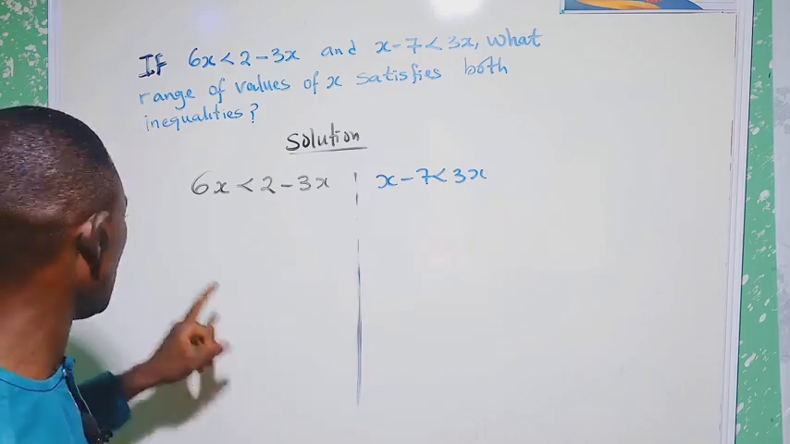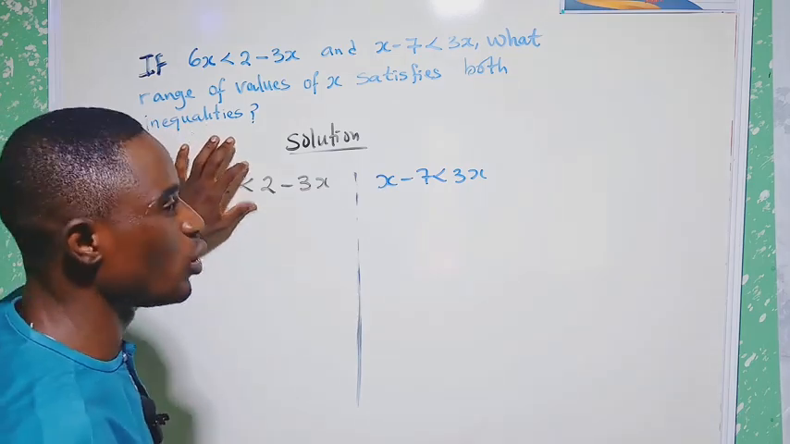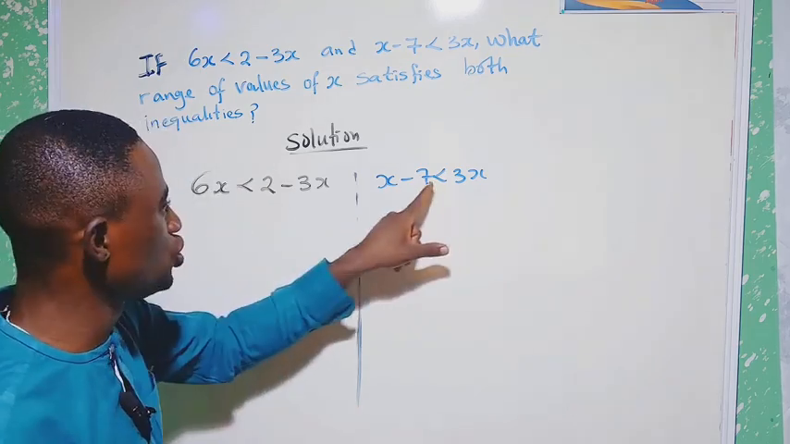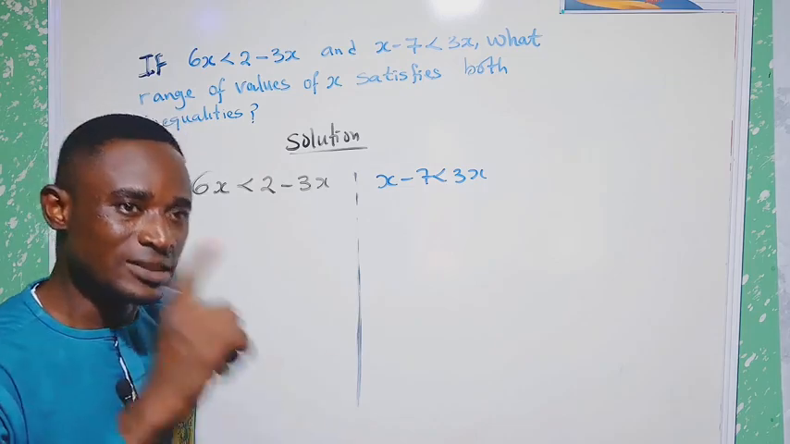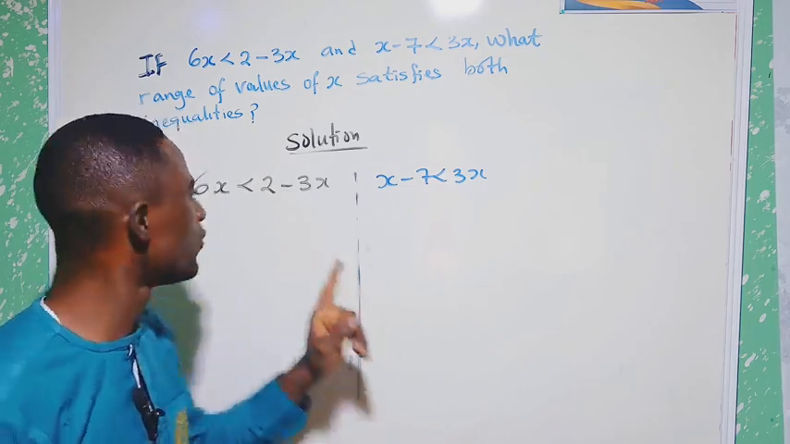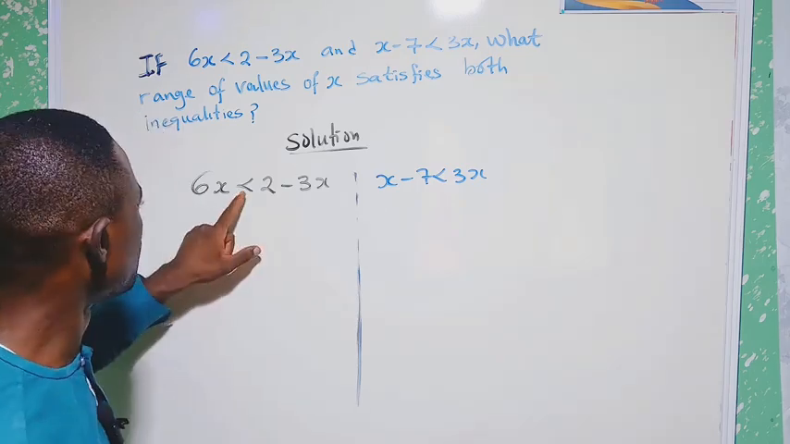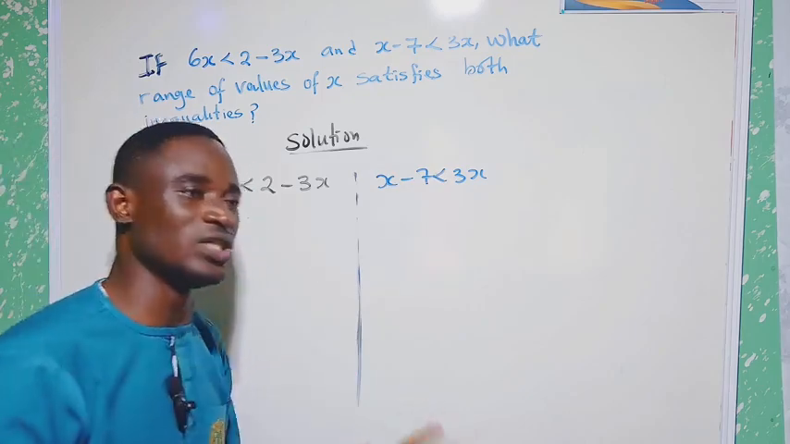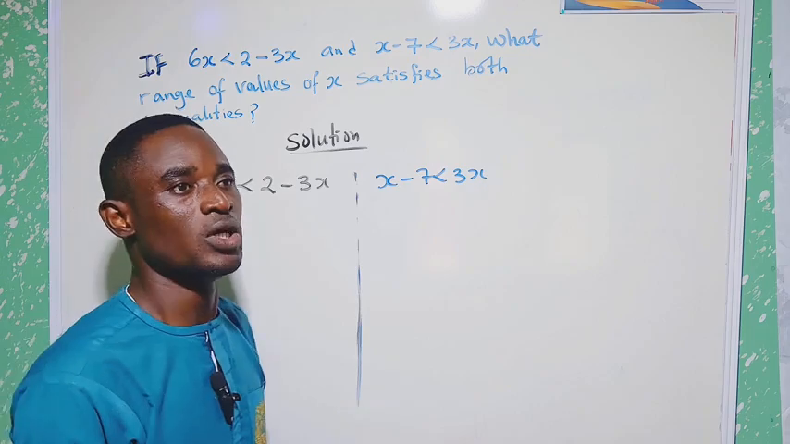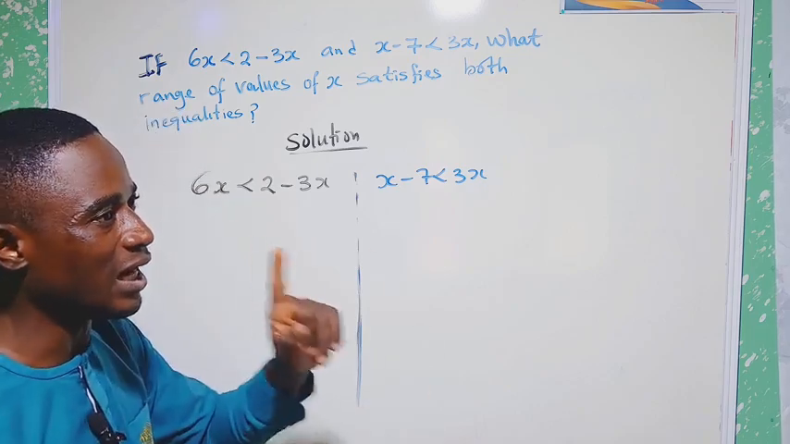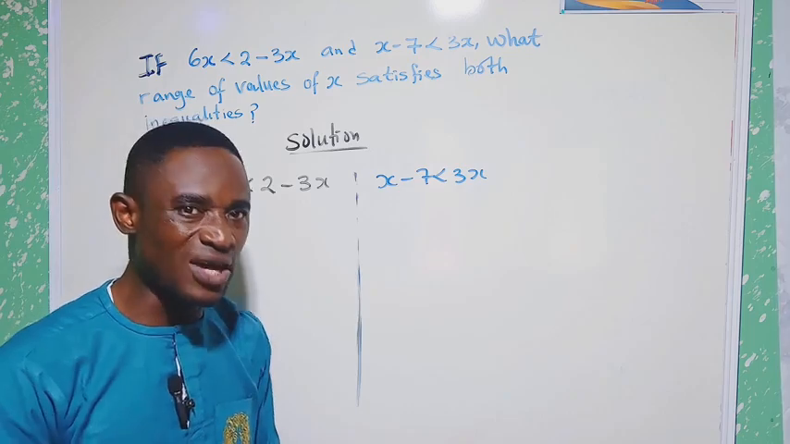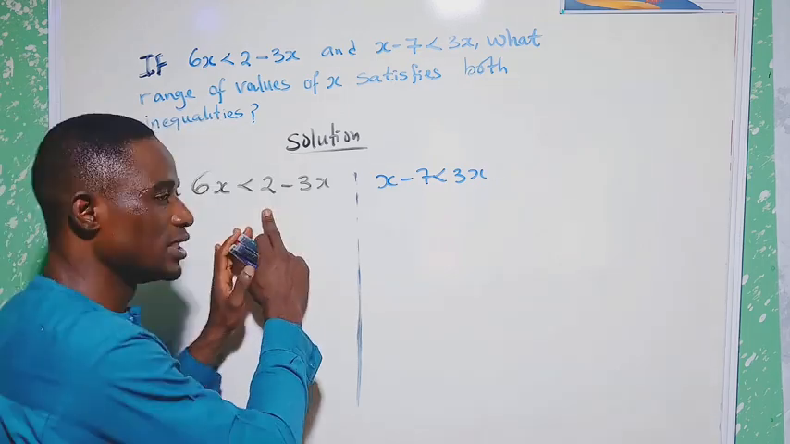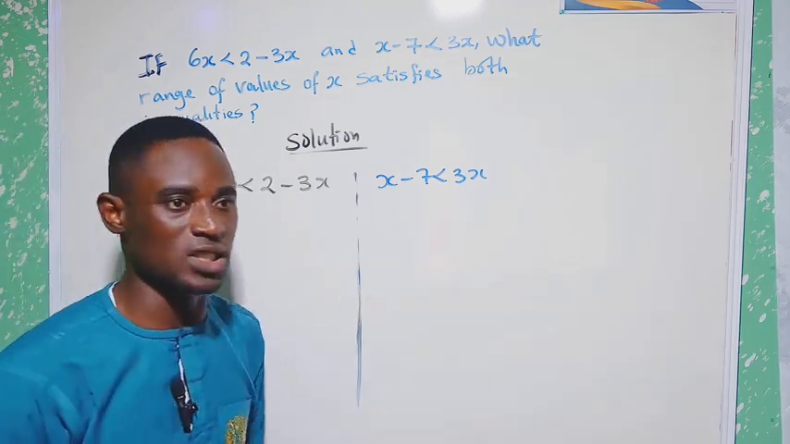But one thing we must be mindful of is that we have an inequality, but we are treating it the same way we treat an equation. For the inequality sign to change, something must happen. The only thing that can make the less than change to greater than, or greater than change to less than, or greater than or equal to change to less than or equal to, is if you multiply or divide by a negative value. Apart from that, the inequality sign will not change.